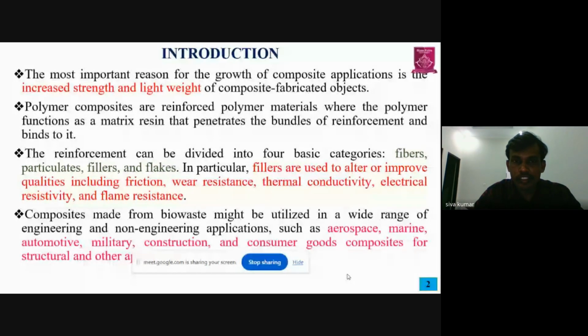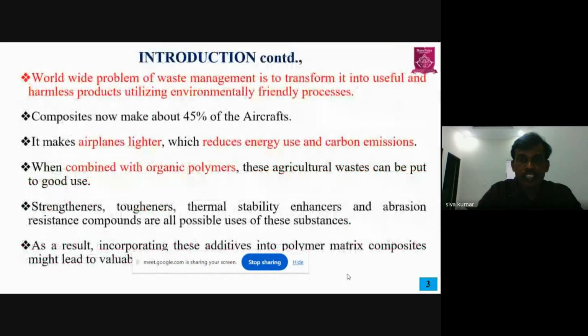So we are nowadays slowly moving to non-conventional materials like composites, especially metal matrix composites, nanocomposites and carbon fiber reinforced composites. Biodegradable materials are being used for increasing the strength as well as for disposal after the life period of the component. The disposal is another criterion.